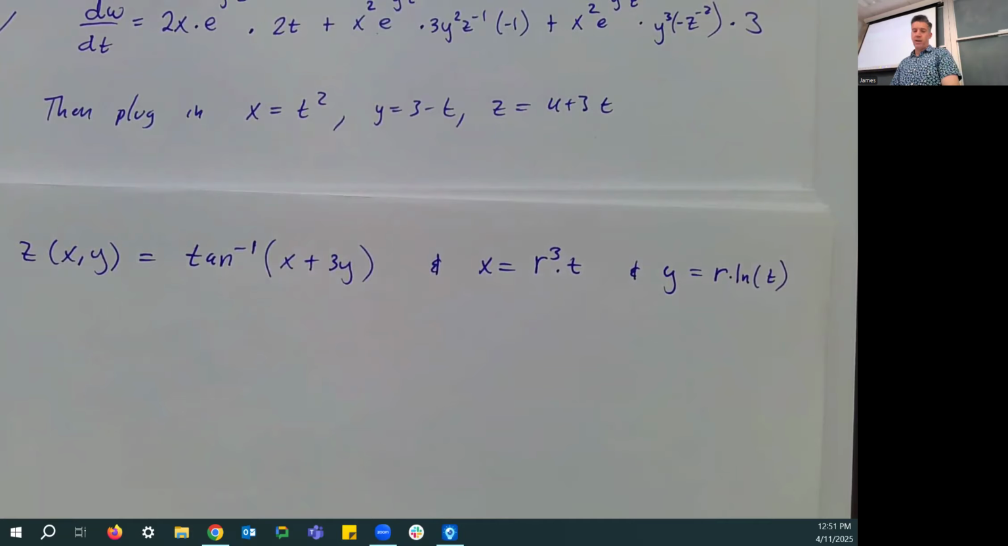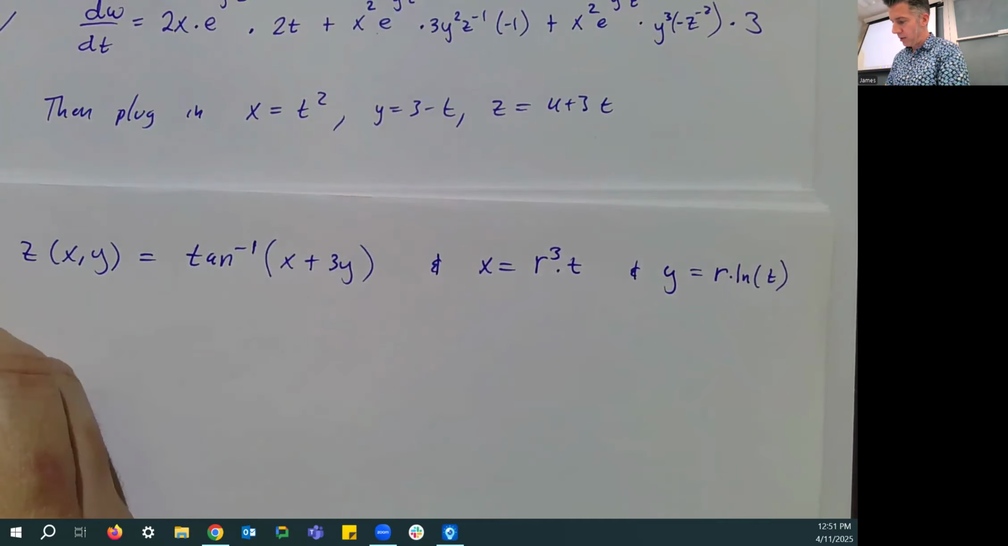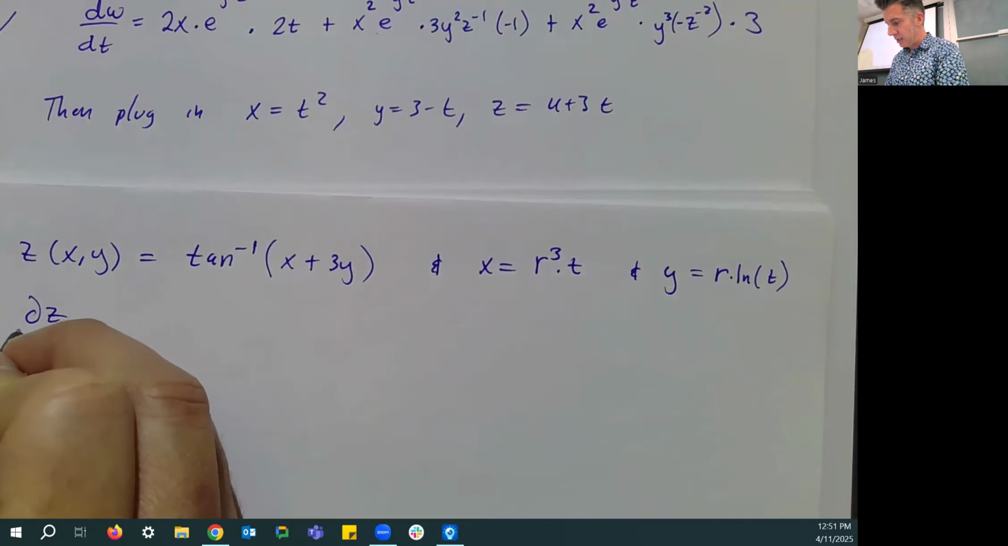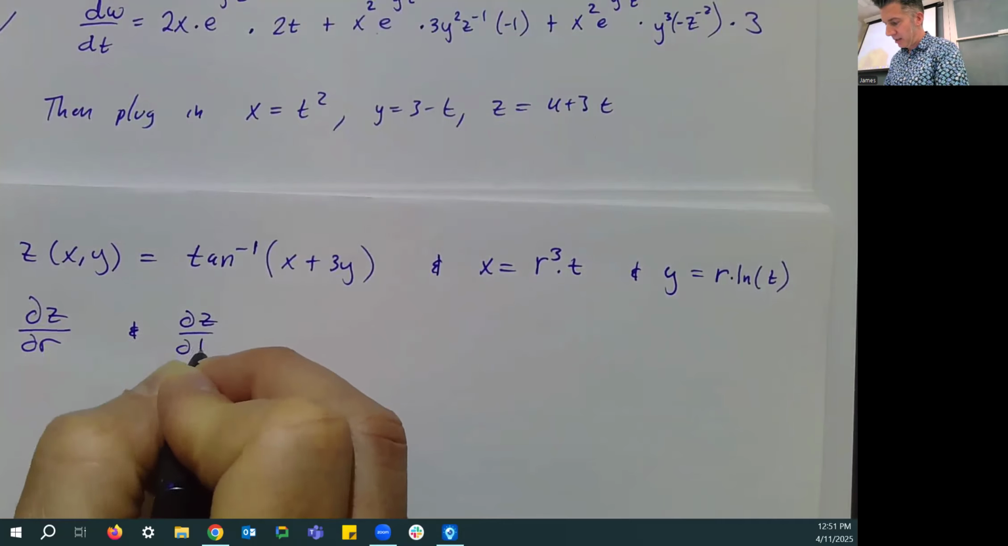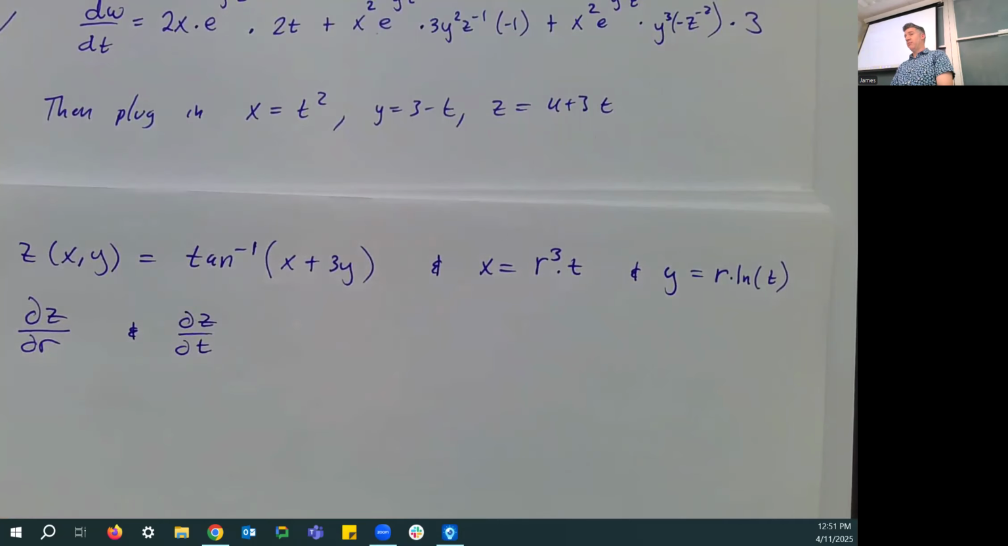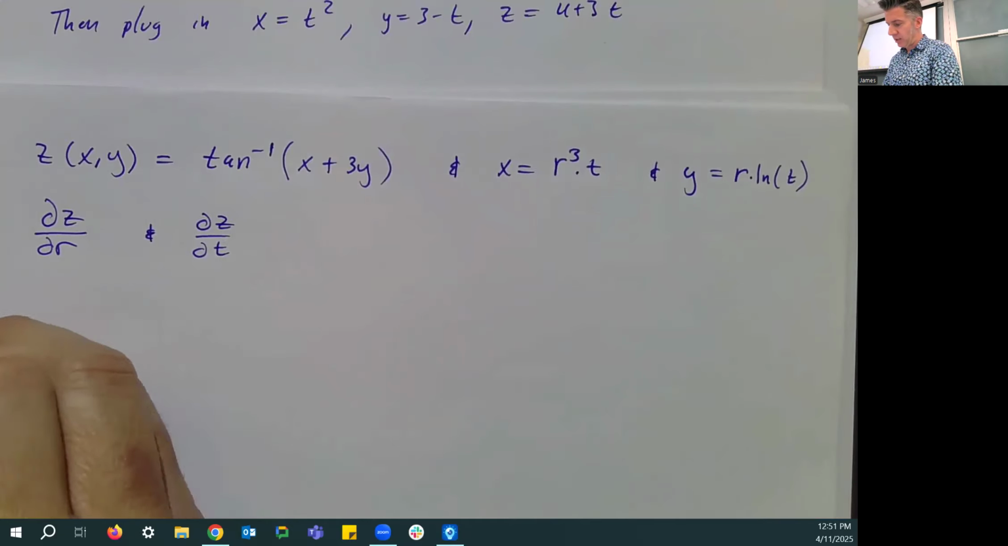So let's draw our map. Oh, and then we're going to be asked to find two things. We're going to find both del z del r and del z del t. Because here, even at the base level, z depends on more than one variable. Let's draw the map to see that. So the first part, at the highest level, z depends on what two variables?